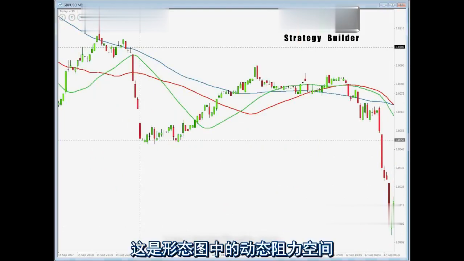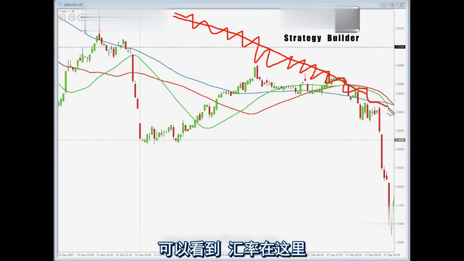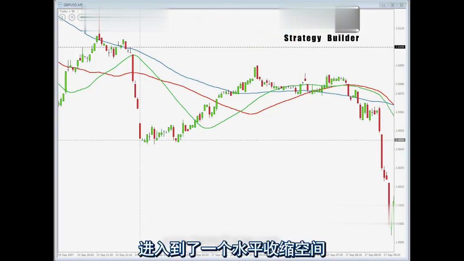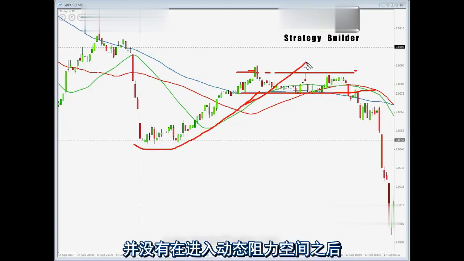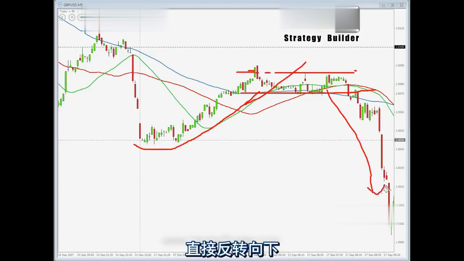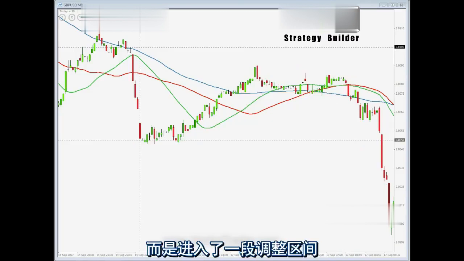Alright, and as we can see, remember that the dynamic area of support and resistance, which was resistance in this case, was basically coming around this area on the setup chart. Okay, so we can see that price basically enters an area of sideways consolidation. The bounce from this retracement up wasn't that clean. We did not just touch the dynamic area of resistance and swing down from it. In fact, we've entered, actually let me mark it with actual trend lines.